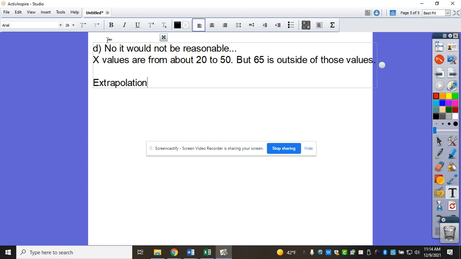This is extrapolation. And that is exactly what we just said in words. The x values are from about 20 to 50. 60 is outside of those values. Extrapolation.